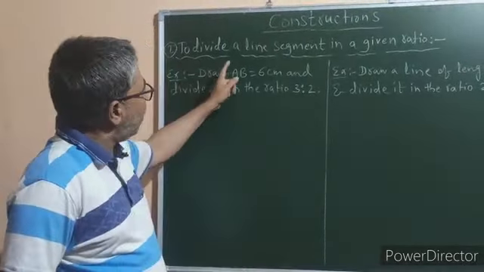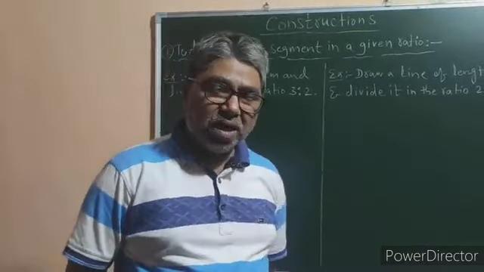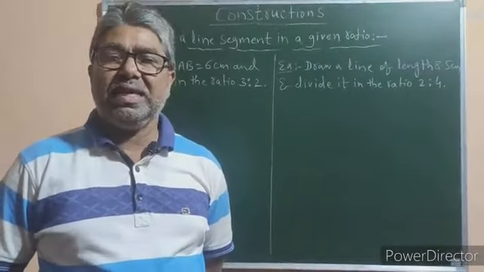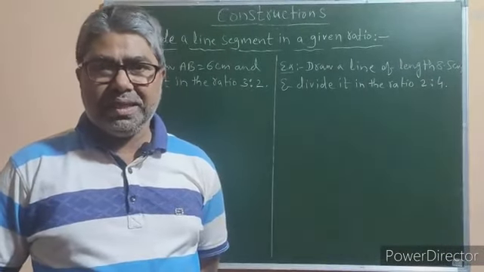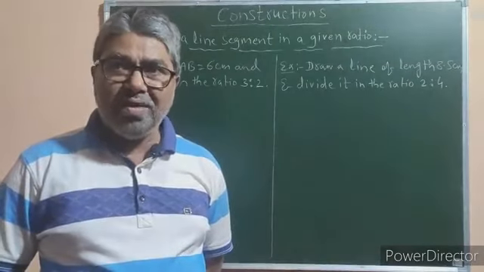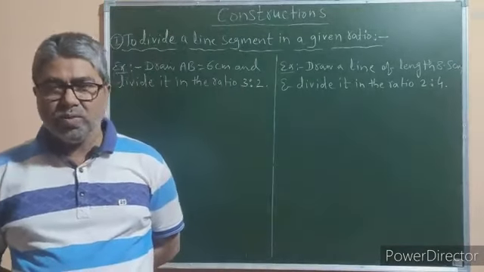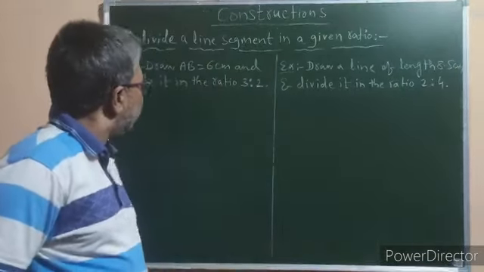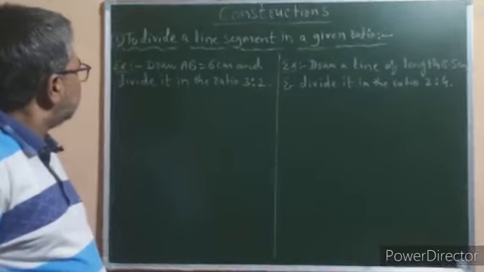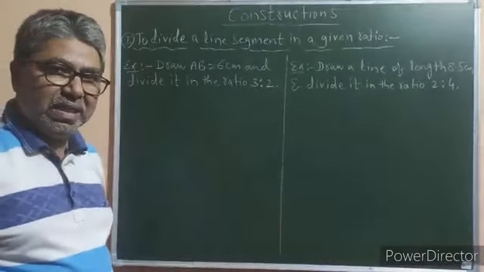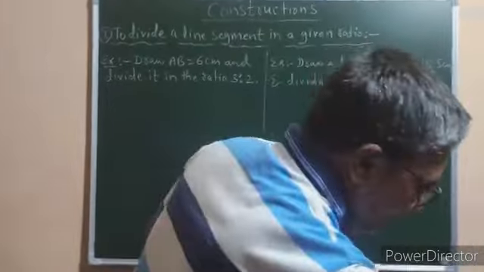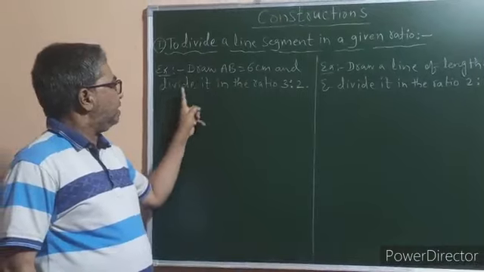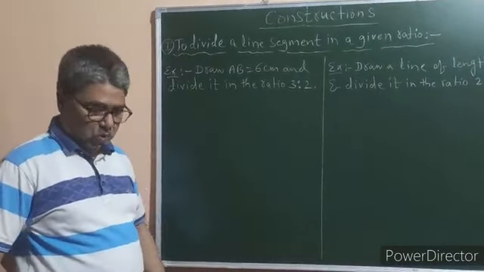The first one is to divide a line segment in a given ratio, and the second one is to construct a similar triangle for the given triangle by using scale factor, and the third one is to construct the tangents to the given circle. So let us start with dividing a line segment in a given ratio. The first example is: draw AB equal to 6 centimeter and divide it in the ratio 3:2.